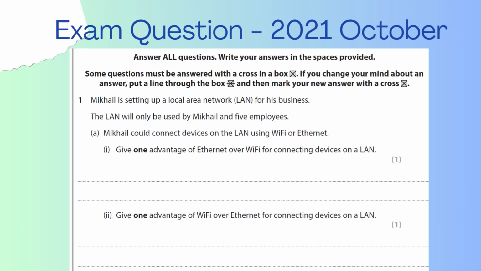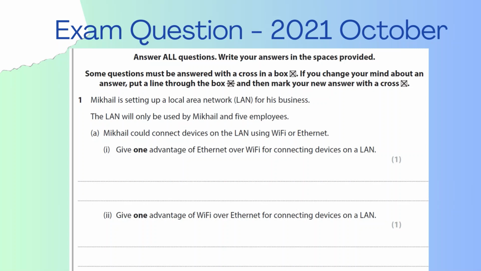So you need to give one advantage of Ethernet over Wi-Fi, and you can say Ethernet has a faster transmission rate or higher transmission rate, Ethernet has a greater bandwidth, or Ethernet is more secure. One of these, and you will get 1 mark. Don't try more than one, because that is wasting time.